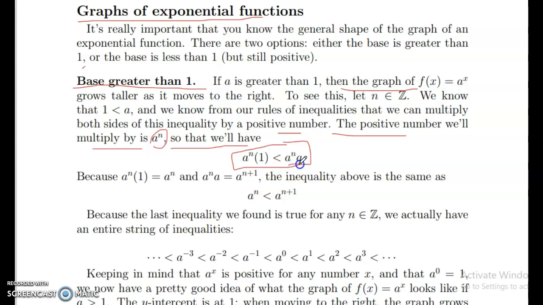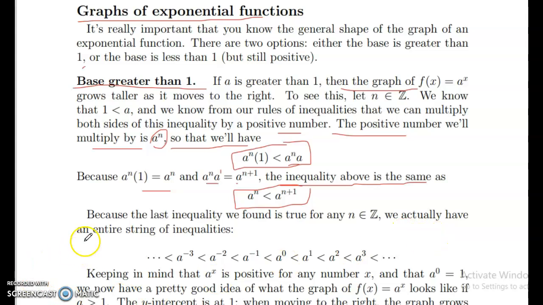Here the base is a. We can say a power n times 1 is equal to a power n only. But a power n times a, where the base is the same, a is a power 1, so that gives a power n plus 1. The inequality above is the same as a power n is less than a power n plus 1, because the last inequality we found is true for any n, element of Z.